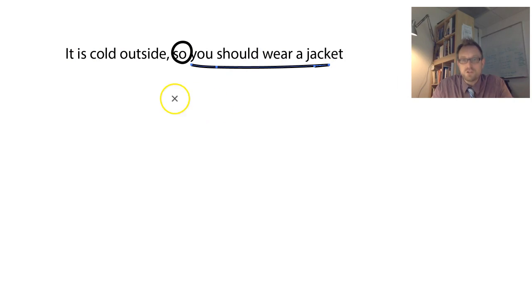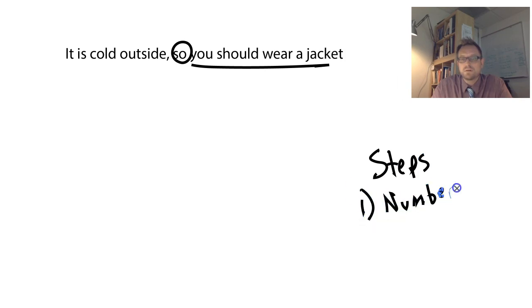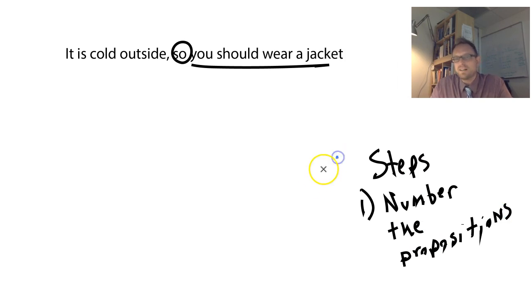So the first thing we're going to do is number the propositions, and we have to differentiate which one's the conclusion. I'll write down the steps here. One is we're going to number the propositions. So this first one here, we'll do a 1. And the second one here is going to be a 2.